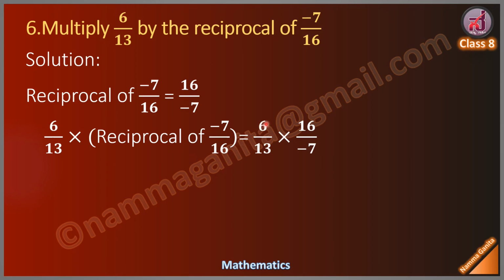That is equal to 6 upon 13 into 16 upon minus 7. Okay. Bring this minus sign outside. Okay. 6 upon 13 into 16 upon 7. 6 into 16 is 96. 13 into 7 is 91. Therefore, final answer is minus 96 upon 91.